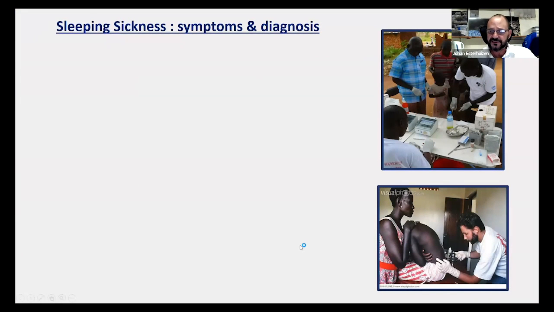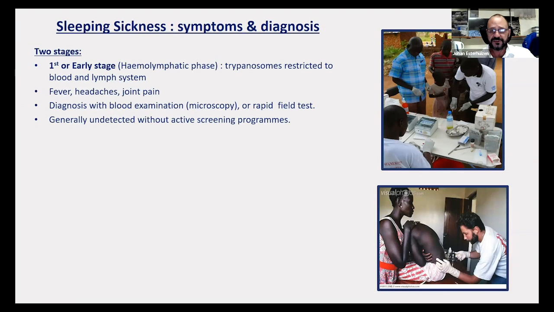Okay, so sleeping sickness. Symptoms. There are two stages in human sleeping sickness. The first or early stage is the hemolymphatic stage, where the trypanosomes are restricted to the blood and the lymph system. Typical symptoms are fever, headaches, and joint pain, and the diagnosis is with a blood examination, either through a microscope or by rapid field test. However, this generally goes undetected unless there's an active screening program.